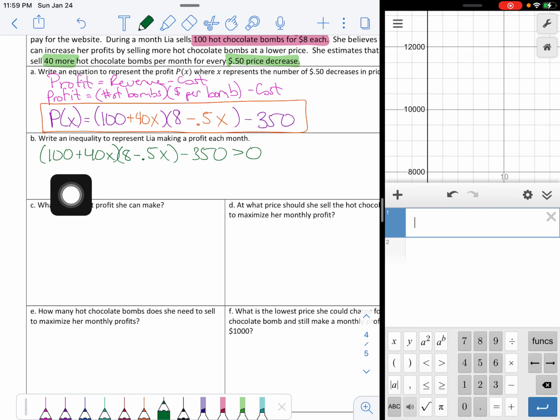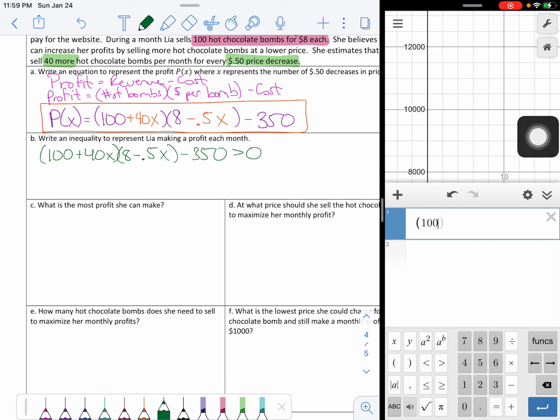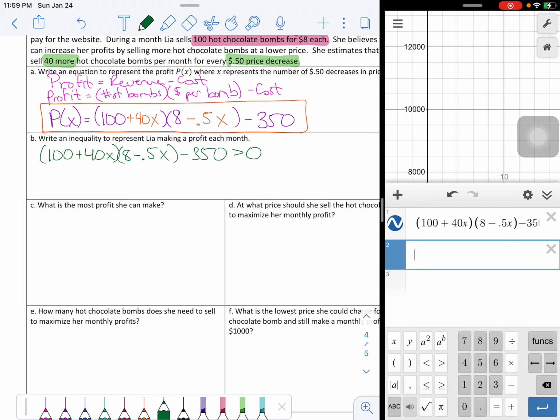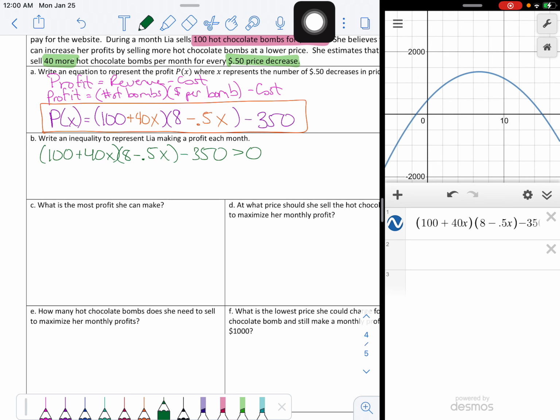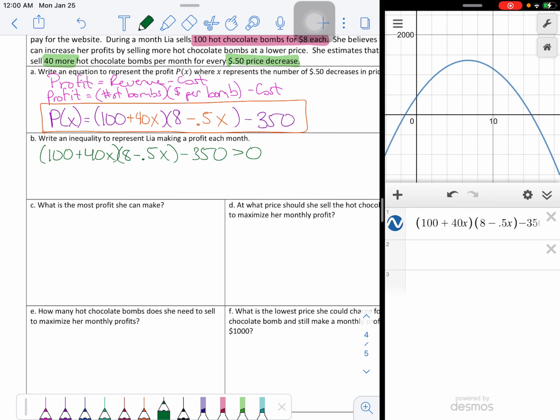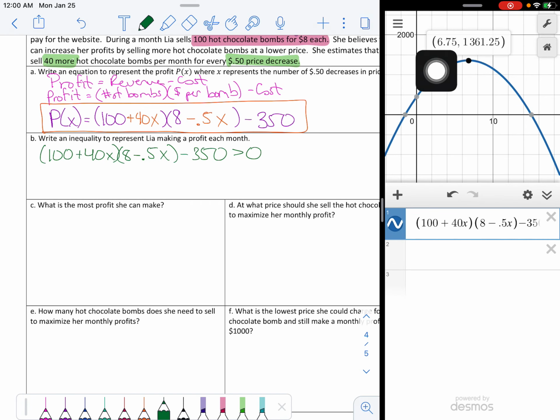Well, this expression is going to go into Desmos. And let's see what we get here for Leah and her hot chocolate business. So 100 plus 40x, whoops, put the parentheses in the wrong place there. All right, times 8 minus 0.5x, and then minus 350. Okay, so my equation is in Desmos, and I'm going to try and find where the graph is now. Oh, there we go. All right, so I've got the graph. Let's see, we're going to maximize profits.